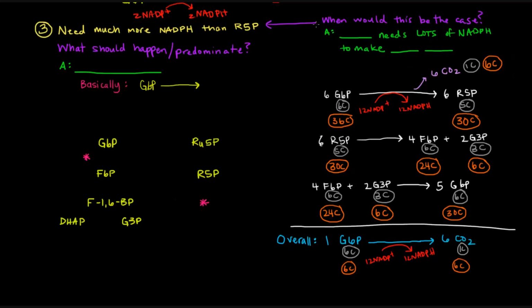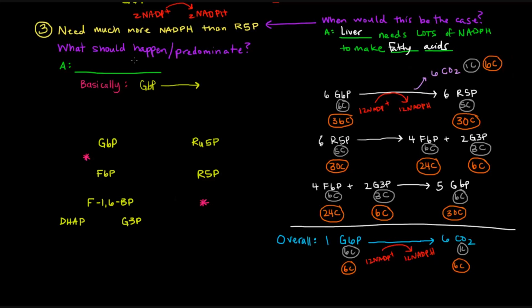So when would this be the case? We want a lot of NADPH, but we don't really care about making R5P. Okay. When would this be the case? An example of when this would happen is in the liver, right? Our liver needs lots of NADPH because it makes a lot of fatty acids. And for that biosynthesis, right, we need a lot of reducing power. And R5P is not really necessary in that case. You just need a lot of NADPH.